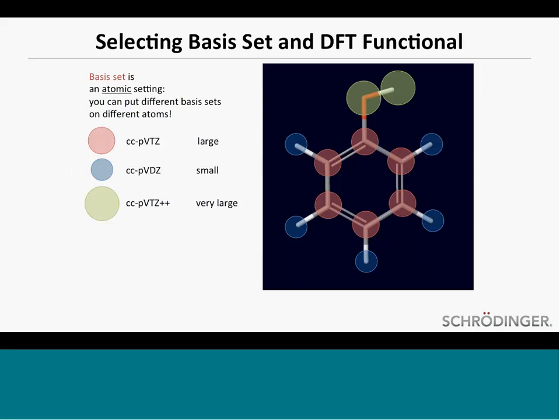So if we take the example of phenol, we can start to talk about the basis set as an atomic setting. Each atom in this molecule is getting a different basis set. So in this case, we may elect to use a small basis on the hydrogens. We assume we don't need to describe those very well on the nonpolar hydrogens. Conversely, we might choose a very large basis set on the hydroxyl because we want to confer to it some polarizability and long-range interactions. We assume it's going to form some hydrogen bonds and so forth.